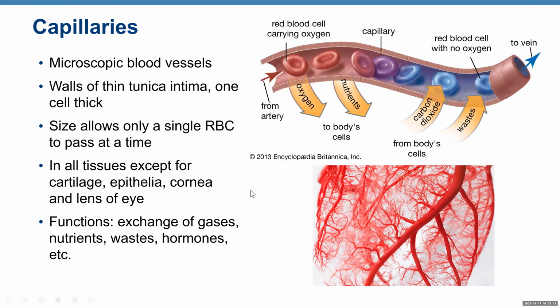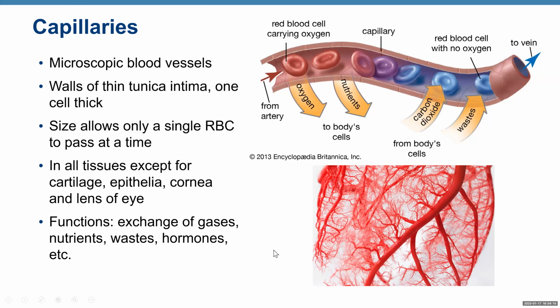Capillaries are microscopic blood vessels with walls of thin tunica intima, one cell thick. Their size allows only a single red blood cell to pass at a time. Capillaries are found in all tissues except cartilage, epithelia, cornea, and lens of the eye. They function in the exchange of gases, nutrients, waste, and hormones.